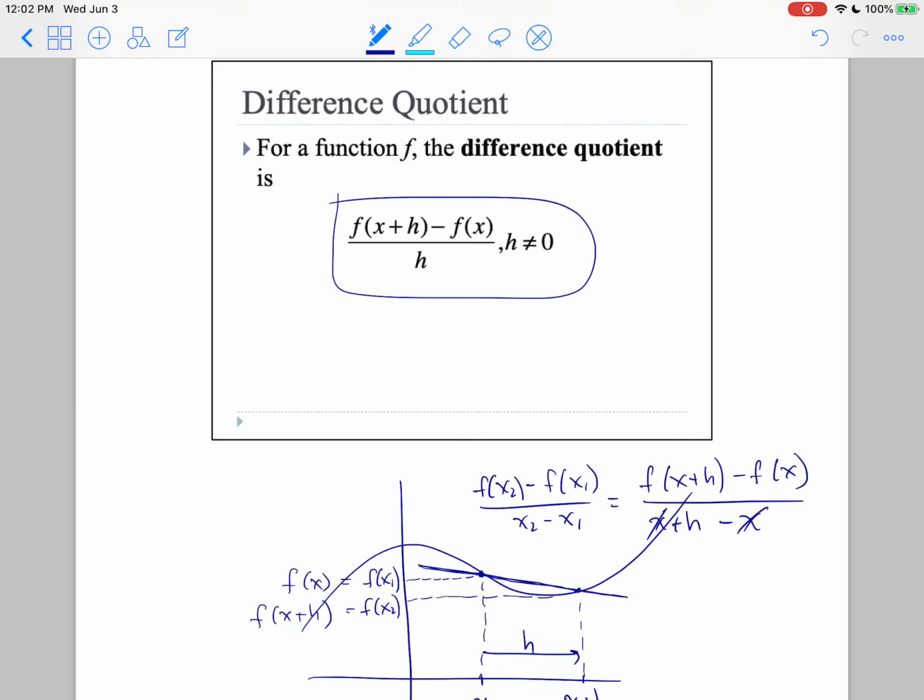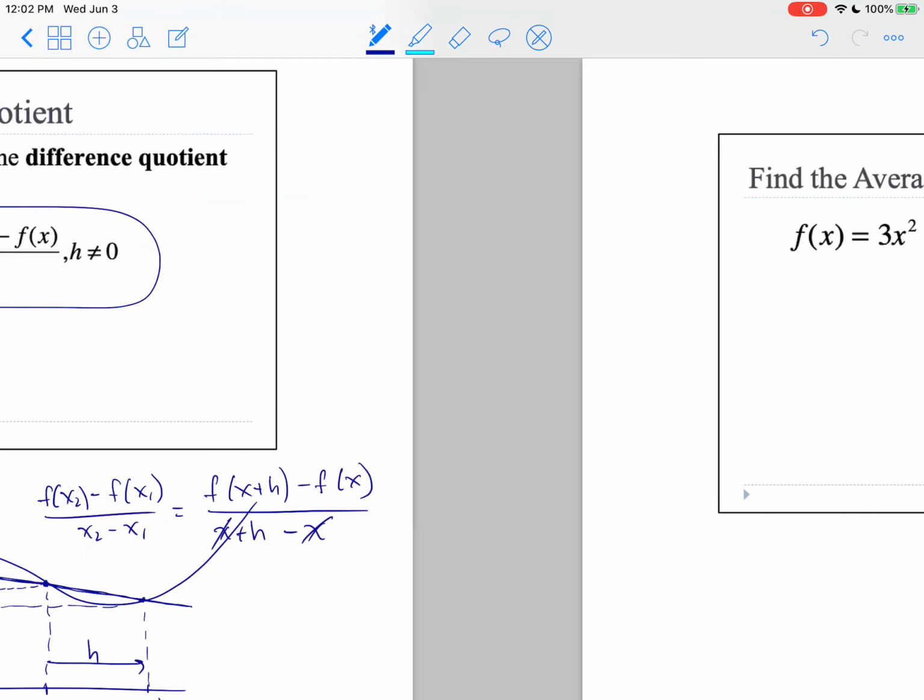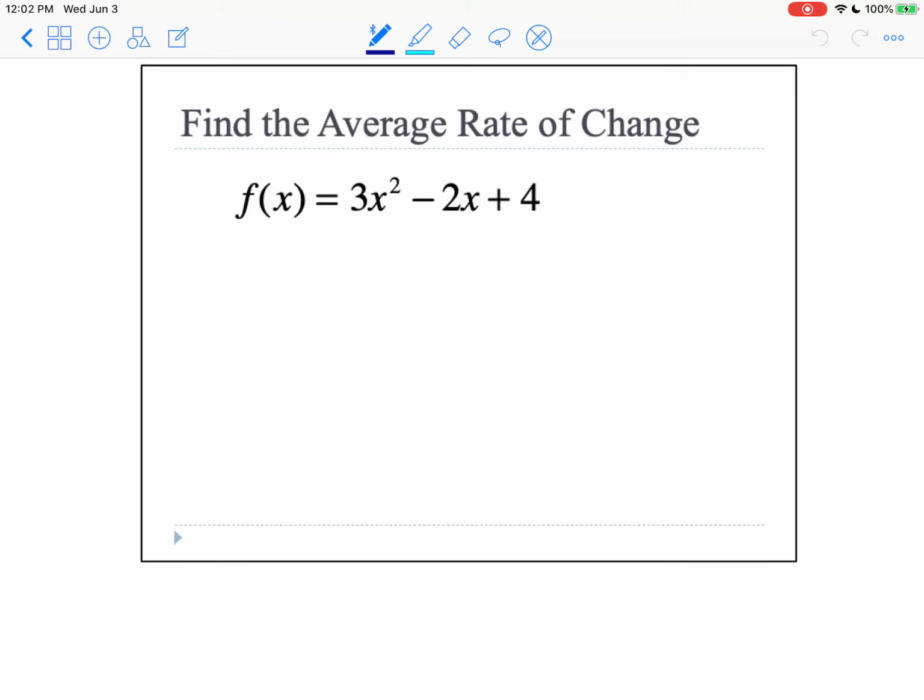So what does this all mean? Well, basically it gives us an expression for all of the average rates of change that you could possibly have between any 2 points on the graph of a function. So let's go ahead and implement this.